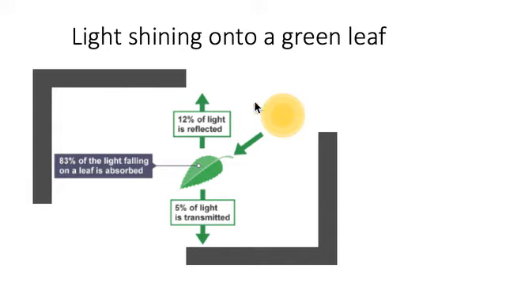So for example, here's the sun, and the sun is shining its rays towards this green leaf. This is an example of the fact that sometimes light might be transmitted, reflected and absorbed all at the same time. So in this example, 12% of the light is reflected, 83% of the light is absorbed, and 5% will actually go through and be transmitted through as well. So all of these things could happen all at once.